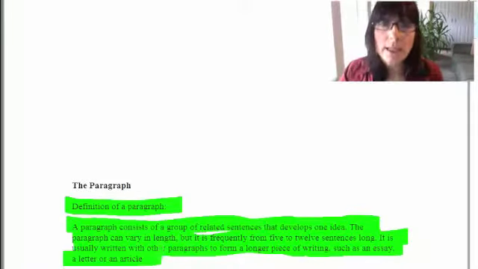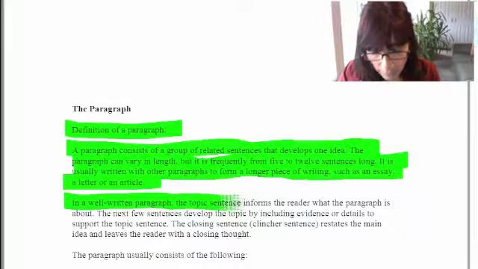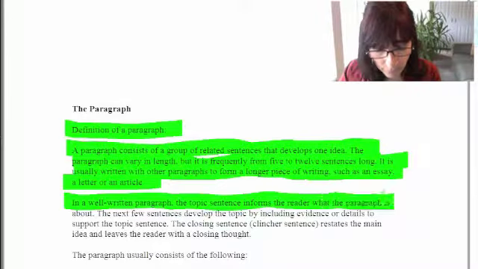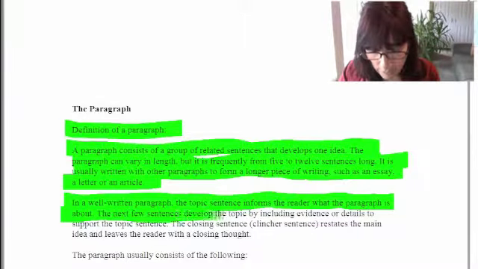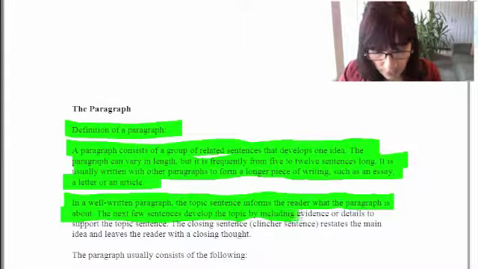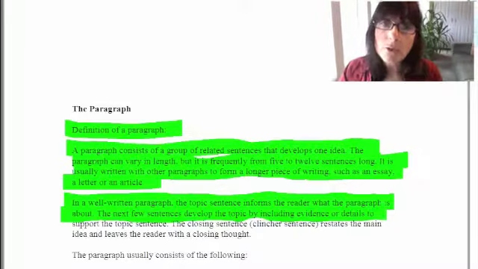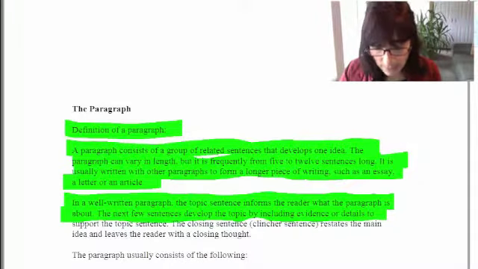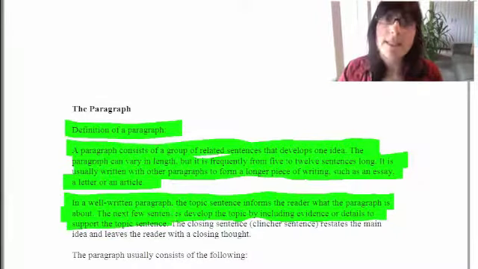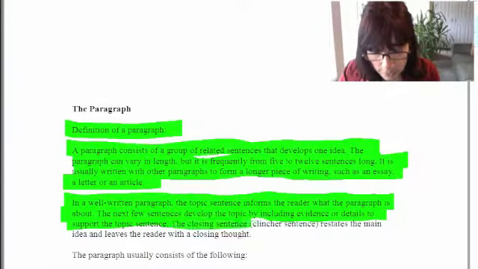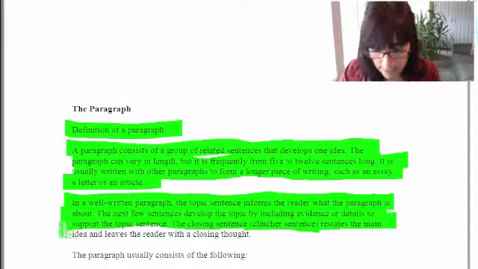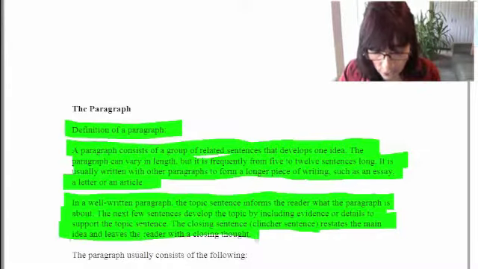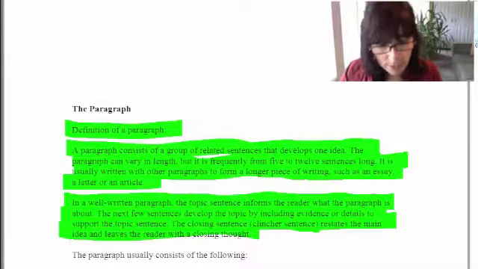Now, in a well-written paragraph, keep in mind that the topic sentence informs the reader what the paragraph is about. The next few sentences should develop your topic by including evidence and details to support your topic sentence. And then the closing sentence, which is also called the clincher sentence, restates the main idea, and it should also leave the reader with a closing thought.